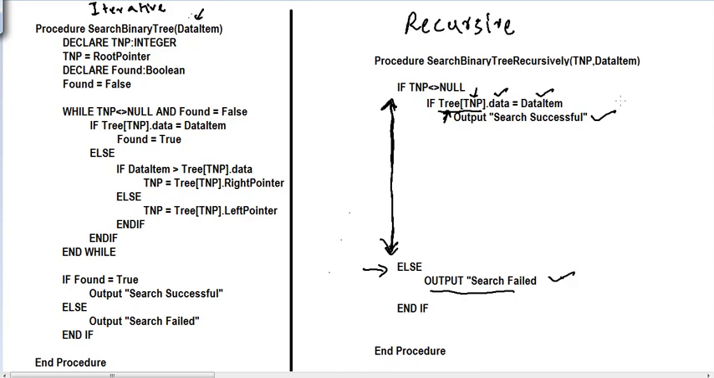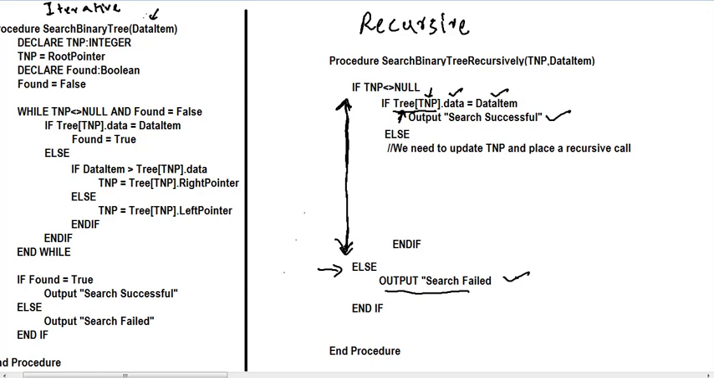Now in this case, we do not need to make a recursive call, because our search has already been successful, so we don't need to look for any further nodes, and we need to stop placing our recursive calls, right? However, if we've not found the value in the current node, then we need to place a recursive call. And remember, now that we want to place a recursive call, we must first update TNP, and then place the recursive call. So let's write code for updating TNP.